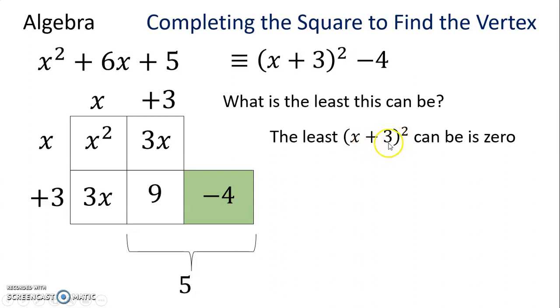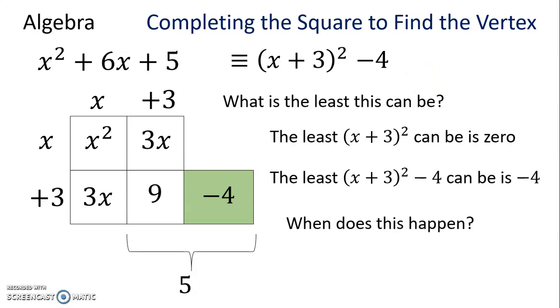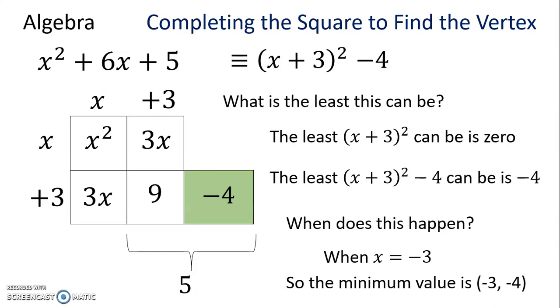And if the least this can be is 0, then when I subtract 4 from it, altogether the least that this whole expression can be is negative 4. And when is this going to happen? Well, as I said, this will happen when what's in the bracket here is 0, and that will happen when x is negative 3. So the smallest point on this graph, the minimum point, will be at x equals negative 3, and it will have a value of y is equal to negative 4.